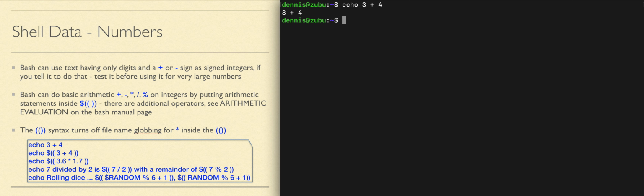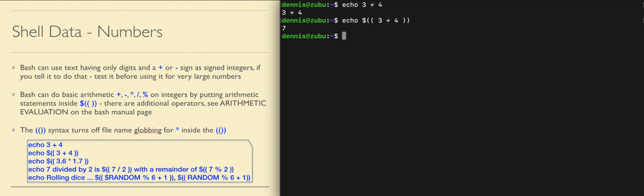We put $, double parentheses. This causes the 3 plus 4 to be interpreted as numbers and the plus operator, and it will substitute everything from the dollar to the closing parentheses with the result of doing the math, evaluating the expression, in other words, giving us a 7. It does this as arithmetic on integers.